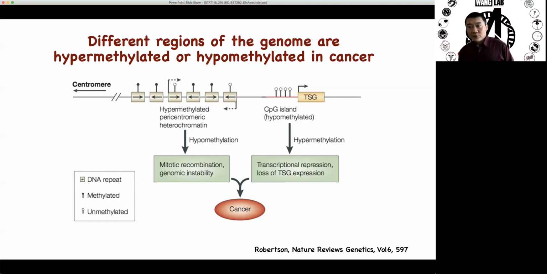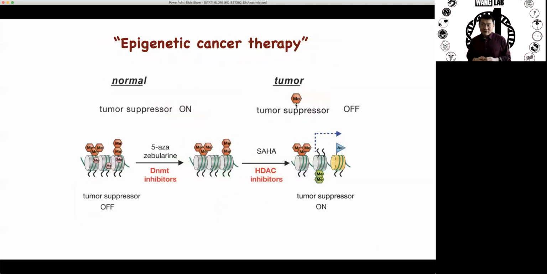If you mutated or deleted the tumor suppressor gene, there's nothing you can do, right? But if the tumor suppressor gene is methylated, the gene is actually still wild type, right? So this actually gives hope. Maybe this is a new way to treat cancer cells. Well, it's not new anymore. This is actually a fairly hot field for about 20 years now.